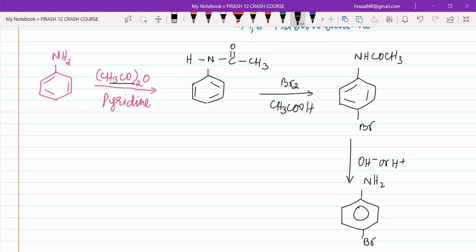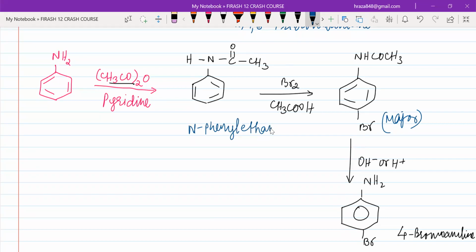And its name is 4-bromoaniline. There will be another product like ortho, para, ortho will be also there, but this will be the major. So we will proceed with this. And this has a name, which is N-phenylethanamide, which has a common name, acetanilide.